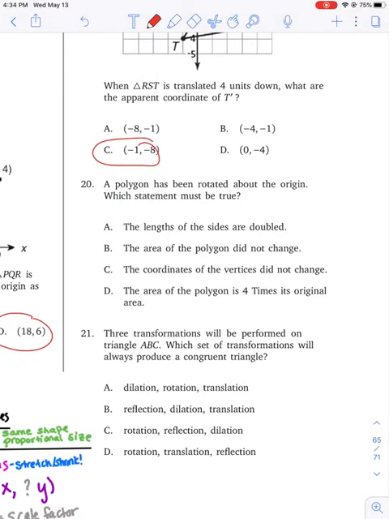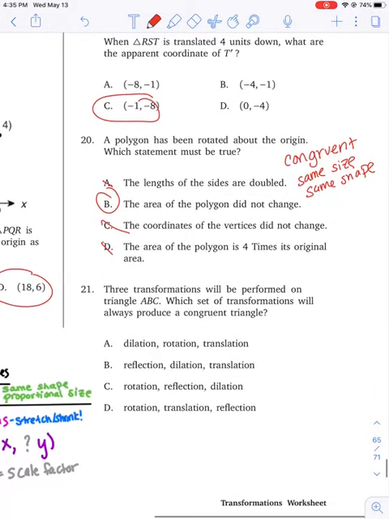All right, so we're rotating something around the origin. That means it's a normal rotation. What statement must be true? Side lengths don't get doubled because in a rotation, it creates a congruent figure. So that's same size, same shape. So the side lengths can't change. That's only for dilation. The area of the polygon did not change. That seems true. The coordinates did not change. Nope. Coordinates will change in a rotation. And the area is 4 times its original. No, because it's the exact same shape, just somewhere else on the grid. So B is the only true one.